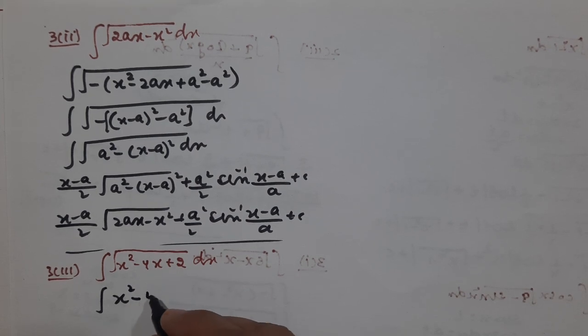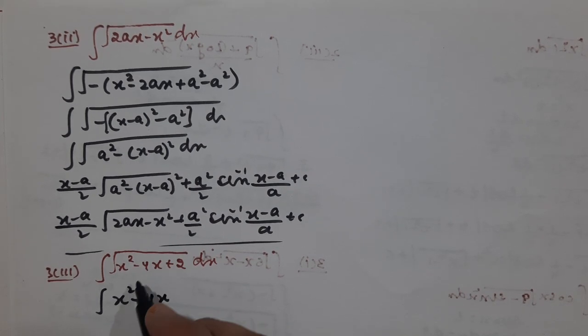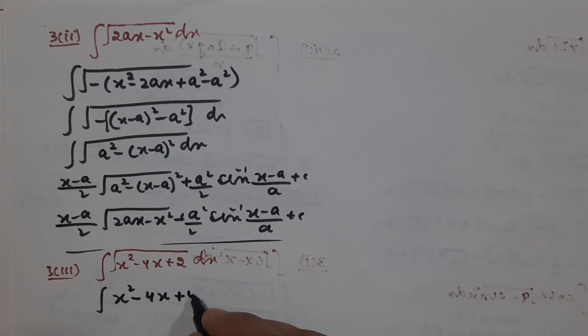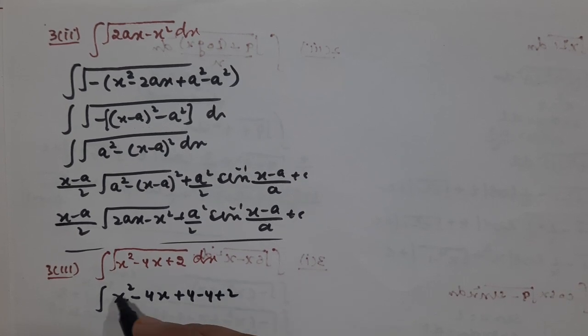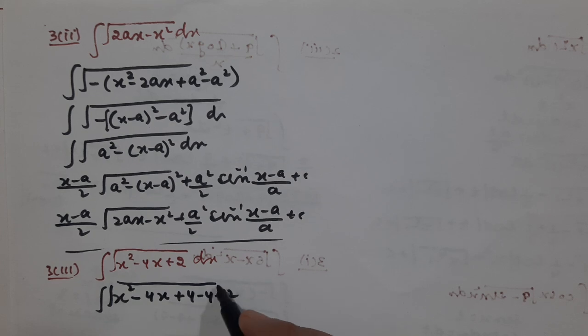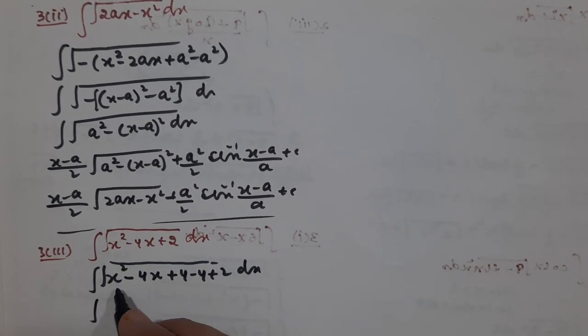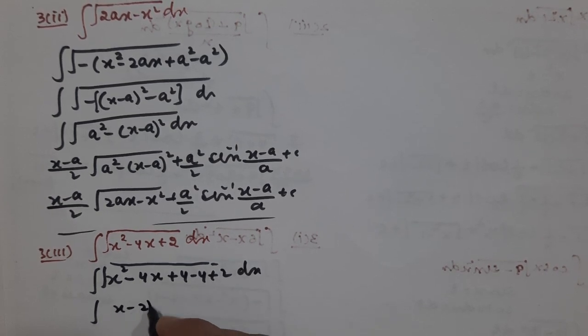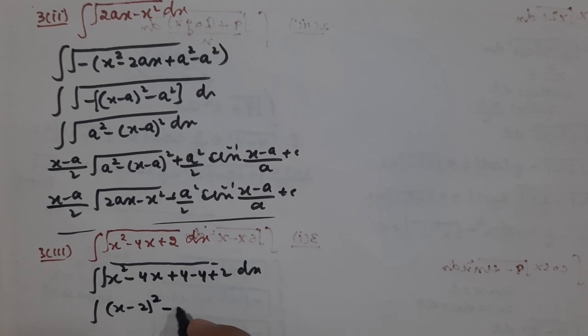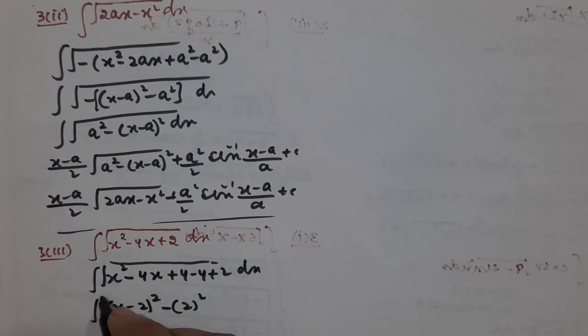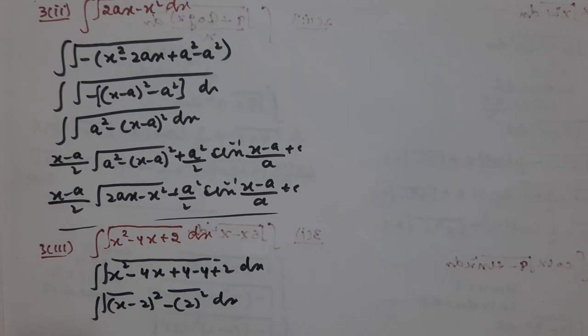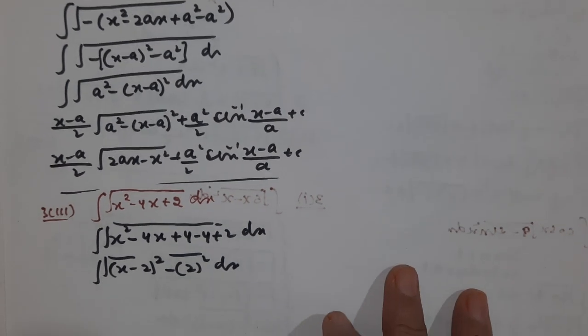Here the coefficient of x is 4, its half is 2, and its square is 4. So what we do, we add and subtract 4. So the first three terms, x square minus 4x plus 4, can be written as x minus 2 whole square, and over here minus 2 square, like this. So this is the type of x square minus a square. So use the formula of x square minus a square, third formula.